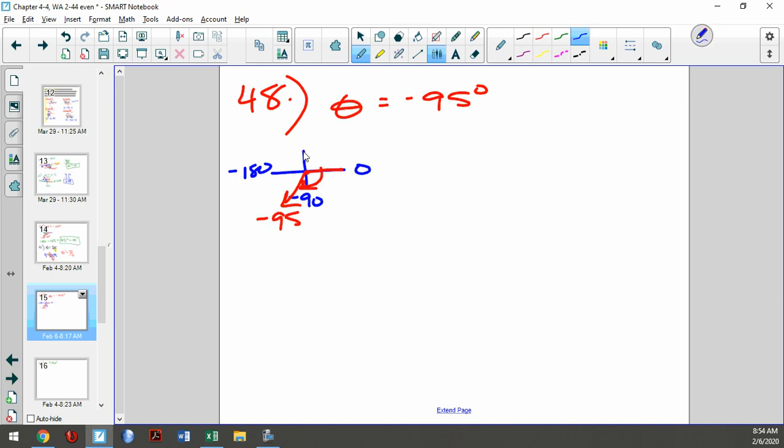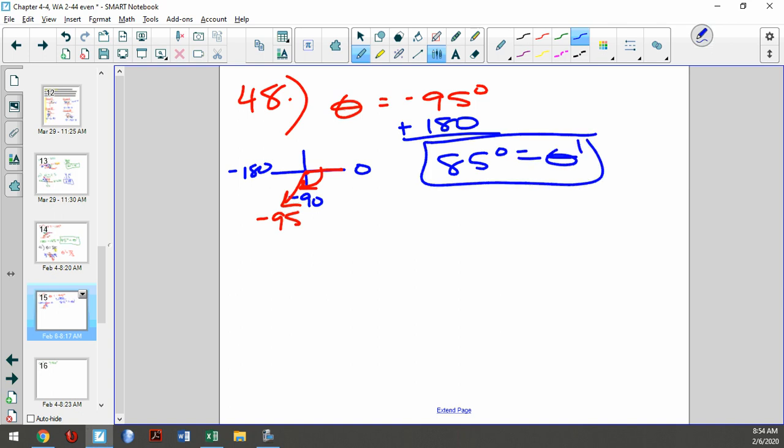So how do I get the reference angle? Well, it's negative. I need it to be positive. So I'm going to just simply add 180 degrees to that. So if I add 180 degrees to that, what does that give me? 85 degrees is my theta prime. How do I sketch that? That is my theta prime. It's the little slice between the horizontal axis and the angle. Yes? That is how you're going to do problems 45 through 52.